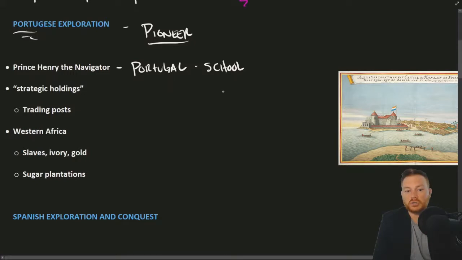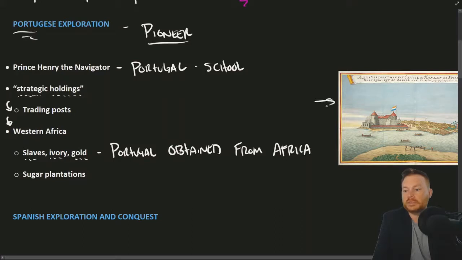Now, for Portugal, like we mentioned before, as compared with Spain, Portugal essentially established strategic holdings, that is, various bases located around the world. These bases served as trading posts, and most notably, the first ones were in Western Africa, where the Portuguese traded for slaves, ivory, and gold. So we might say of these commodities that Portugal obtained these things from Africa.